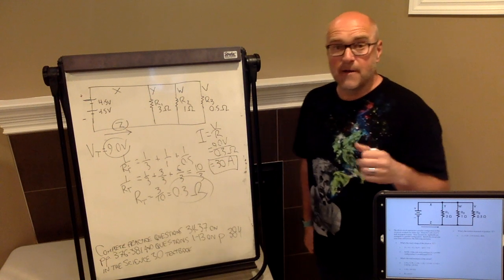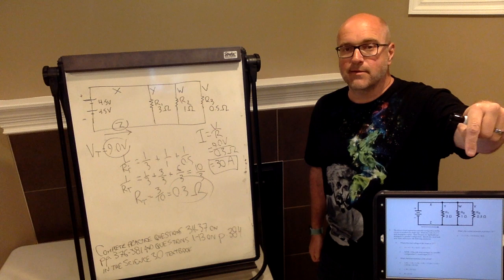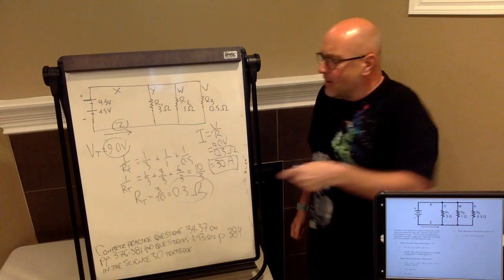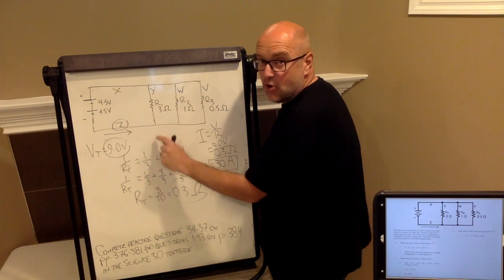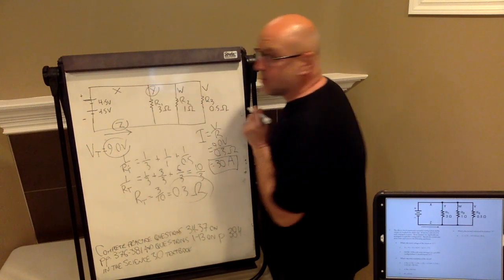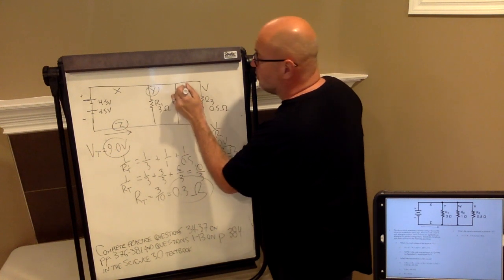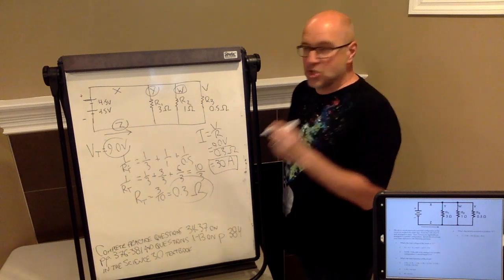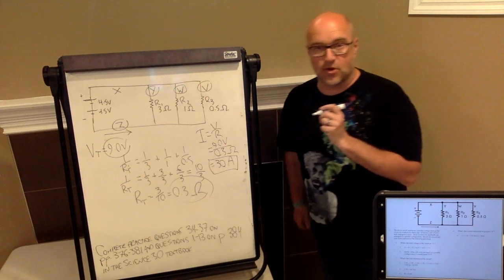So in theory, this is going to have the lowest current. So I'm making a prediction right now. Y is going to have the lowest current. W will have the middle range current, and V will have the highest current.